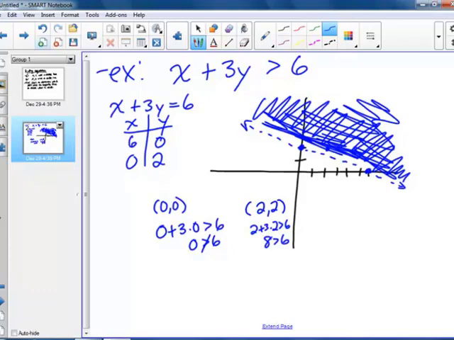Okay, so that's when we have just one inequality. We could also have, if it's saying one inequality or the other, we would shade both parts. If it was one inequality and the other, we would shade just the intersection.